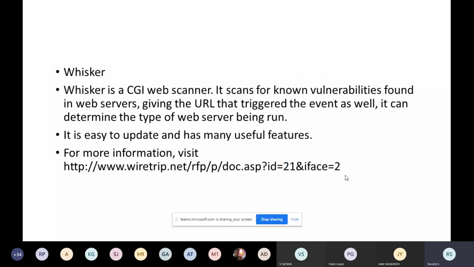Next is Wikto. Wikto is a web scanner. It is not a network scanner. If you want to scan your web servers, then you will go for this.